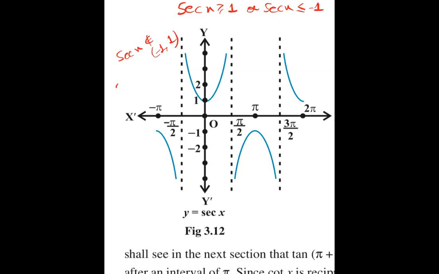Why is it so? Because sec x is 1 by cos x. The cos x value is always already less than or equal to 1, so 1 upon something less than 1 will always be more than 1. 1 upon 0.9 means what? 10 by 9. It is more than 1. So that's why either it will be more than plus 1 or less than minus 1. It will not be between minus 1 and plus 1, for any value of sec x. Clear? So you note down, not talking about the graph, but at least the range of sec x.